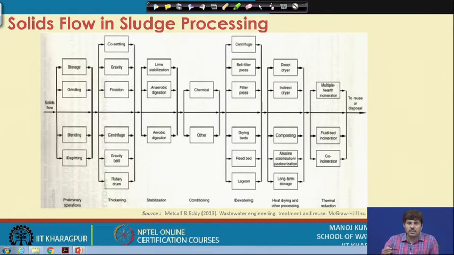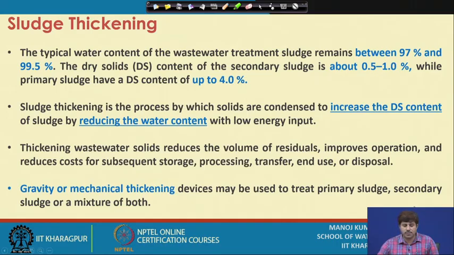Now, as we were discussing, when this process takes place, the preliminary operations are simple. We need to blend different sludge, or degrade, store or grind it. Those kinds of things are pretty simple, and many times not actually done at the sewage treatment facilities. The first step usually taken is thickening. In many places conditioning is the first step, but otherwise thickening is generally what is provided first.